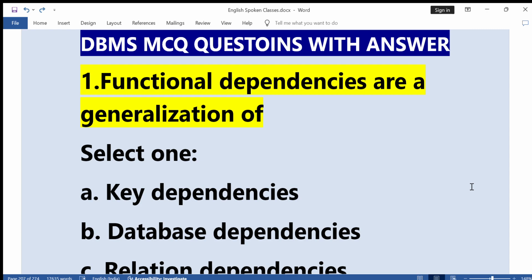Today we will study the most important questions of database management system. Today we will solve some important questions related to DBMS.